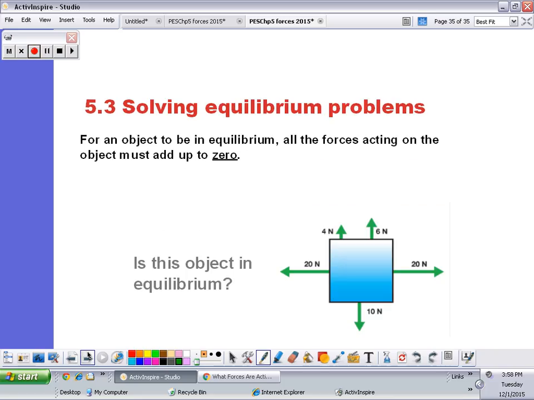So looking at this object here, like you did on your homework, is this object in equilibrium? Well, 4 plus 6 up here equals 10 newtons. And you have 20 to the left and 20 to the right, which cancel each other out. And you have 10 going down, which is your gravity. So because this is 10, they cancel out. This is 20 and this is 20, they cancel out. This object is in equilibrium and will not be moving.